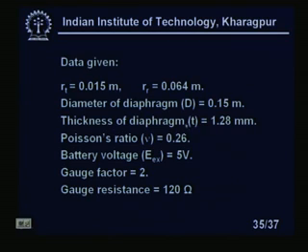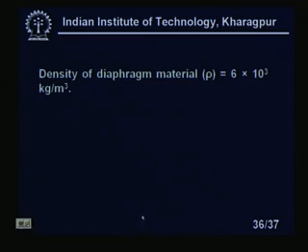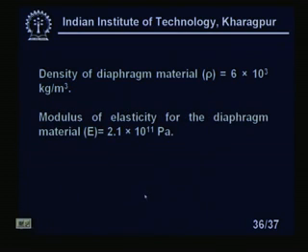Now, thickness of the diaphragm T is 1.28 millimeter, Poisson's ratio nu equal to 0.26. Battery voltage Ex is 5 volt, gauge factor we are using is 2, and gauge resistance we are saying 120 ohm. Density of the diaphragm material rho is 6 × 10^3 kg per meter cube, and the modulus of elasticity for the diaphragm material is 2.1 × 10^11 Pascal, right. So, let us look at the solution.